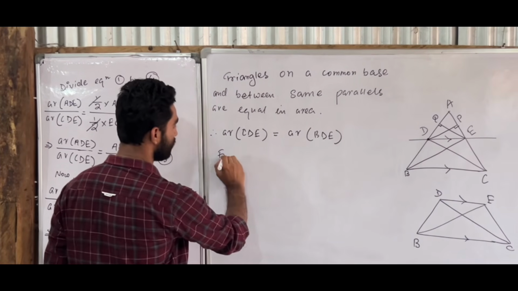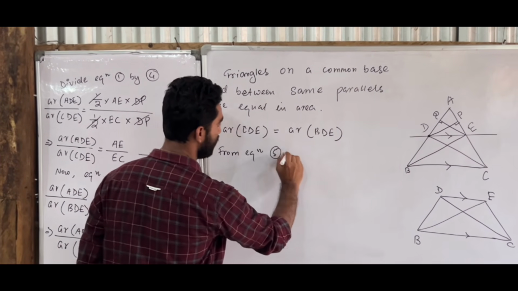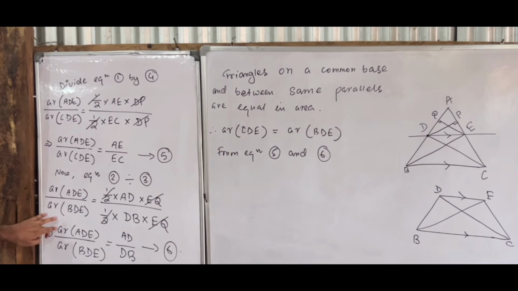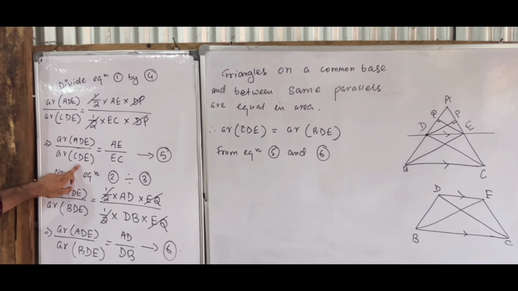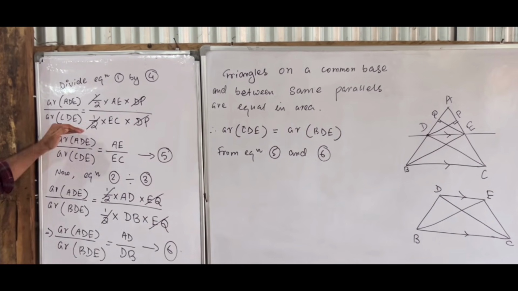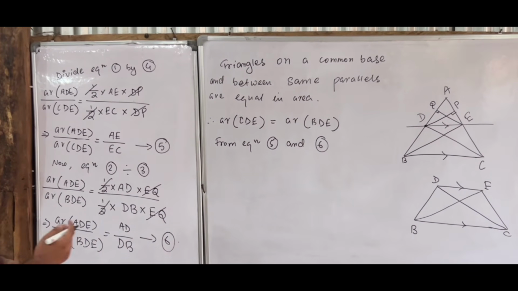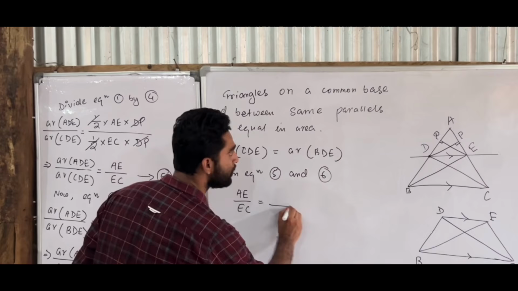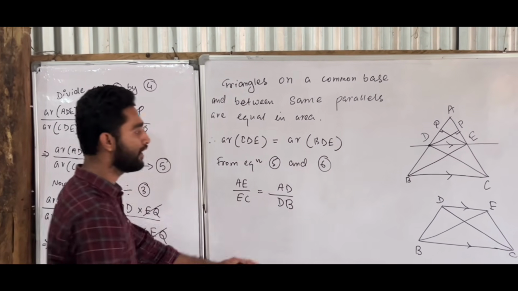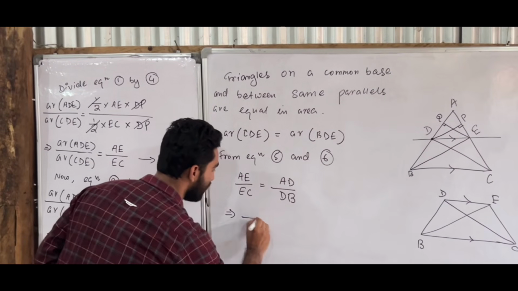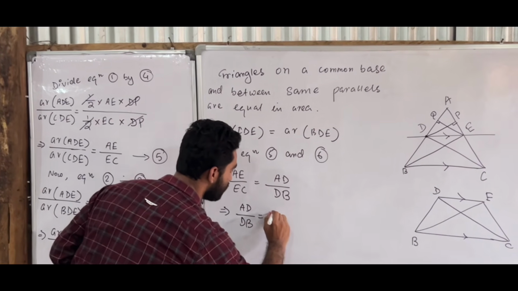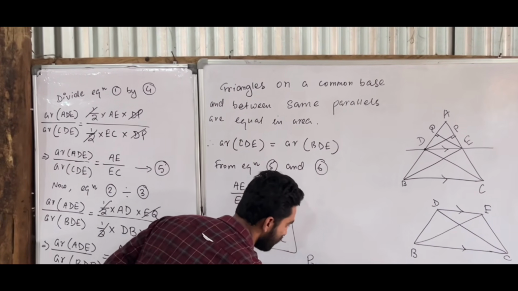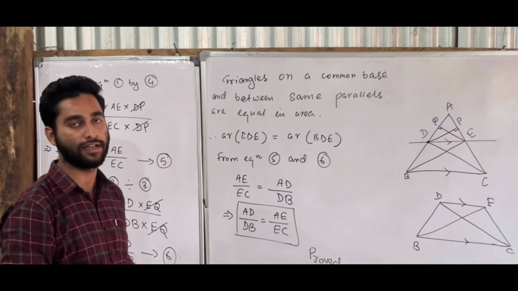Now we can compare equations 5 and 6. So from equations 5 and 6, what can we say? See, area of ADE is equal to area of ADE. Now we already proved area of CDE is equal to area of BDE. So that means the left hand side is the same, so we can equate the right hand side. AE divided by EC is equal to AD divided by DB. That one only we wanted to prove, isn't it? So AD divided by DB is equal to AE divided by EC. So proved. So in this way we can prove the Thales theorem. Thank you.